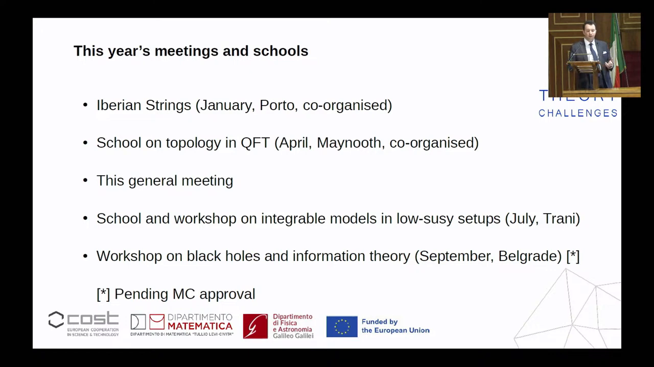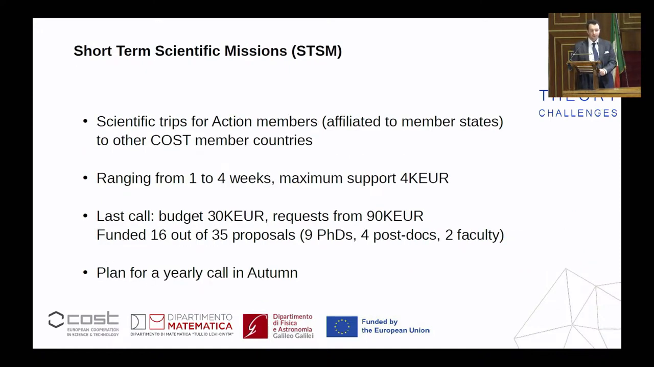Some activities, some meetings that are small, get maybe 5,000, 8,000 euros. This general meeting is much more expensive than that. The short-term scientific missions are also something that our community really likes. We have really had a lot of requests for that. They are basically scientific trips of 1 to 4 weeks with a budget of up to 4,000 euros for researchers that want to go and collaborate with somebody else, from a COST country to a COST country, in the way that we have set it up.